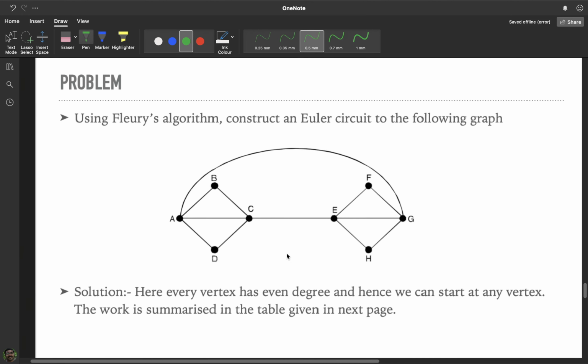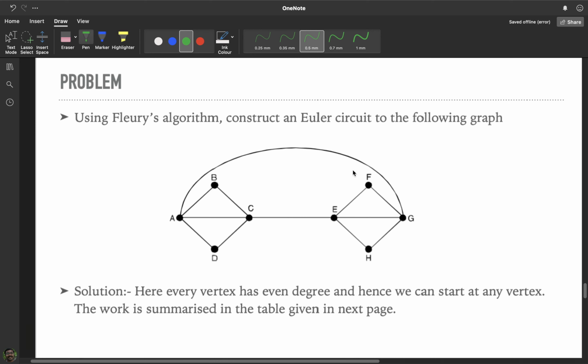Using Fleury's algorithm, construct an Euler circuit in the following graph. Here also first check whether there can be an Euler circuit by looking at the degrees. If you look at the degrees, you can see that every vertex has even degree, and therefore an Euler circuit is possible. And you can start from any of the vertices.